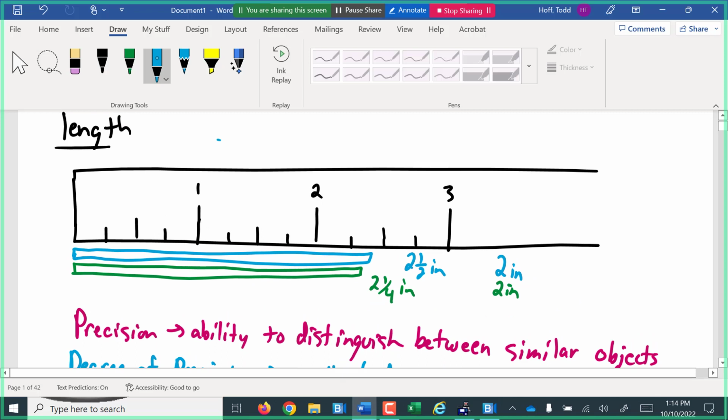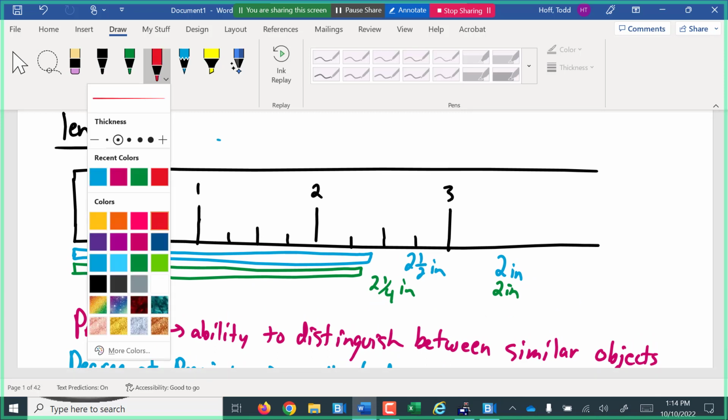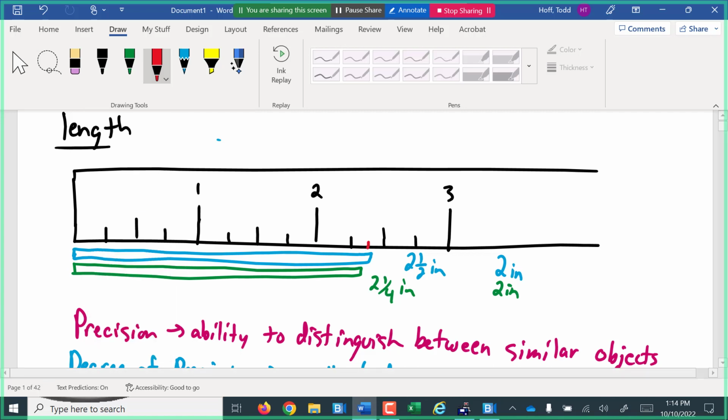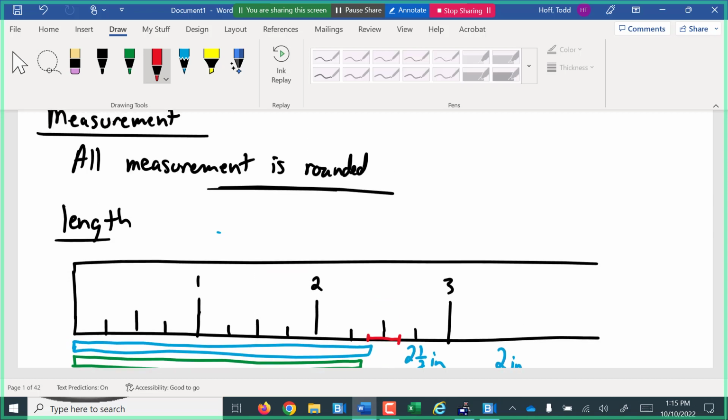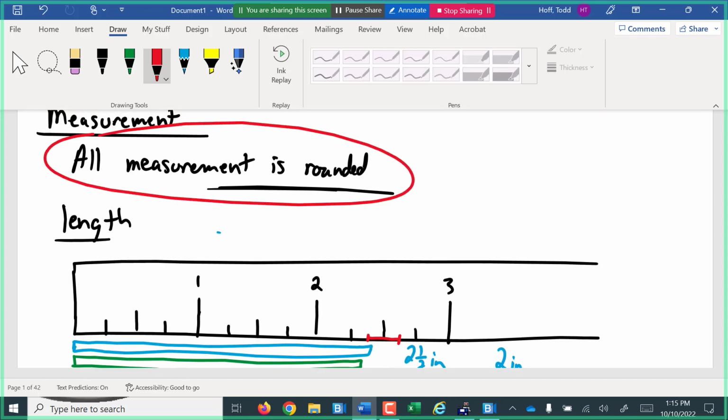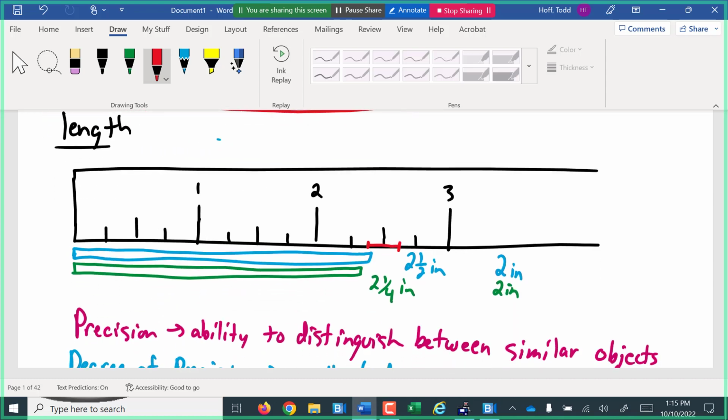However, when we look at this, the blue bar is not exactly at 2.5 inches, is it? In fact, if it had been anywhere from here to here, we would have had to report it as 2.5 inches. That's what we mean when we say all measurement is rounded or all measurement is approximate. It has to be reported to the nearest division on the ruler. Because it is rounded or approximate, there is a built-in error in any measurement we do. And you can see here that that error is half of the distance to the next division of the ruler.